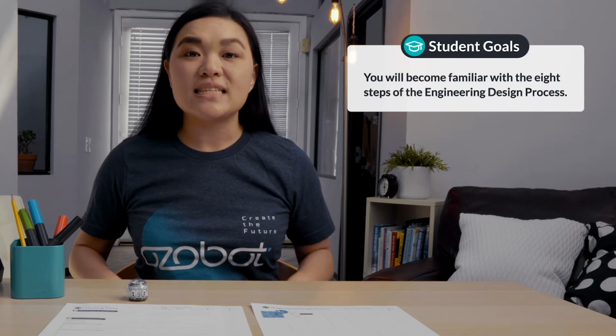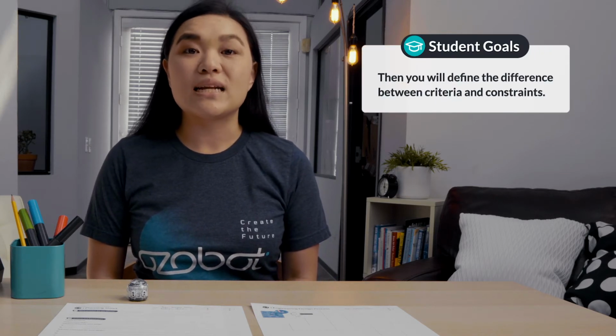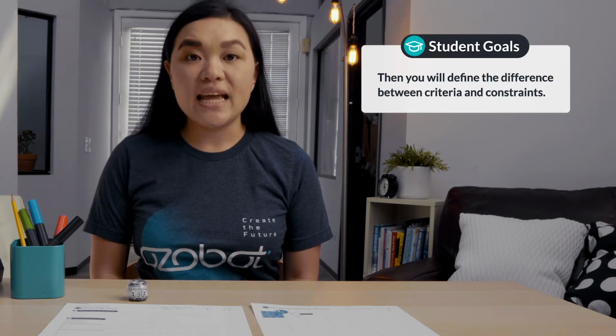In today's lesson, you will become familiar with the 8 steps in the engineering design process, define the difference between criteria and constraints, and solve a design problem using an Ozobot.